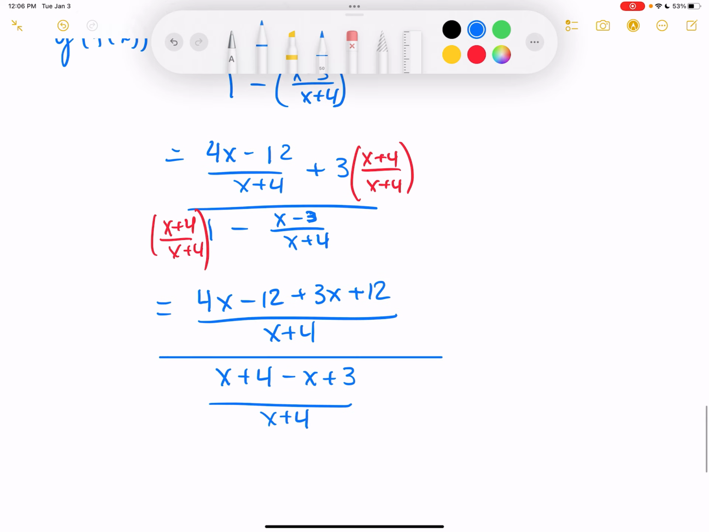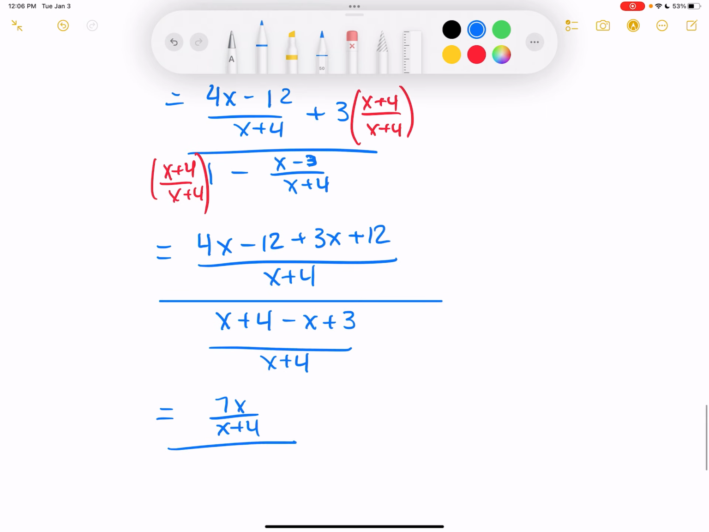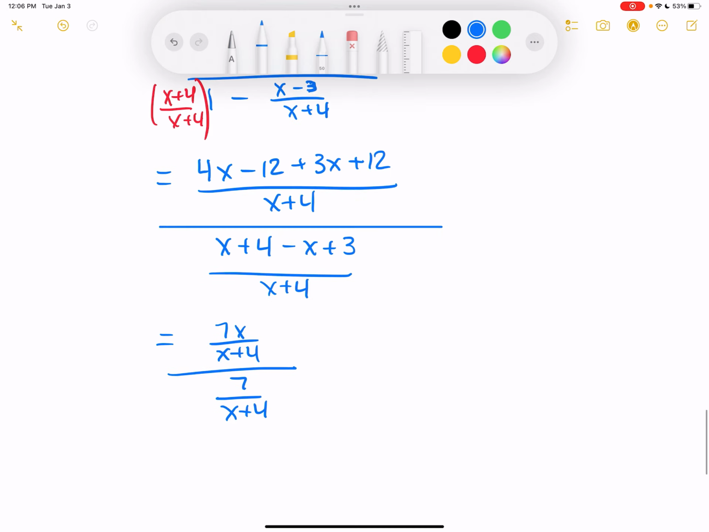So you have, let's see, on top 7x over x plus 4, all over 7 over x plus 4. Dividing by a fraction is multiplying by the reciprocal. So 7x over x plus 4 times x plus 4 over 7. The x plus 4's cancel, the 7's cancel.